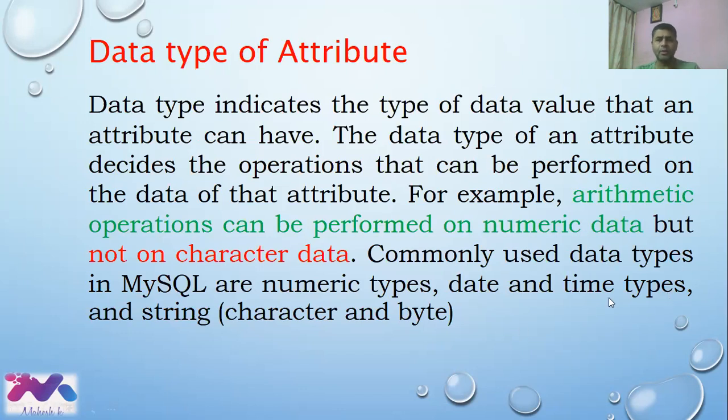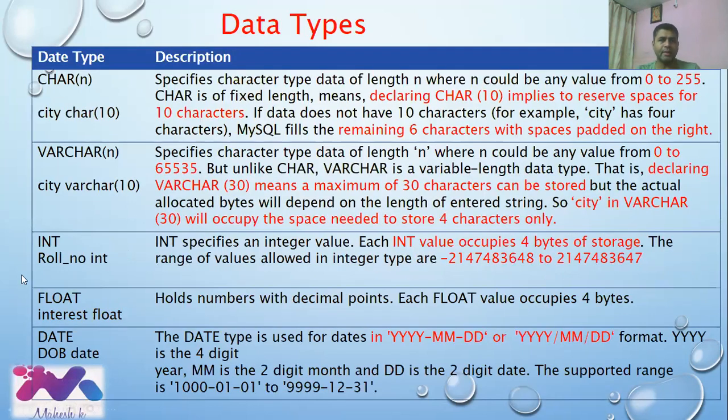There are commonly used data types in MySQL. Three types are there. The first one is the numeric type, the second is date and time types, and the third is string or character. Different data types are supported in MySQL, but here I have shown a few on this screen. Character within brackets n: n is nothing but the size of the character, how many characters you are going to specify.